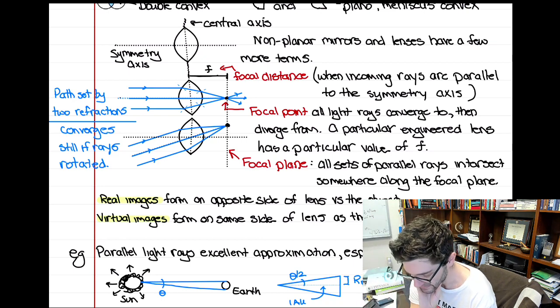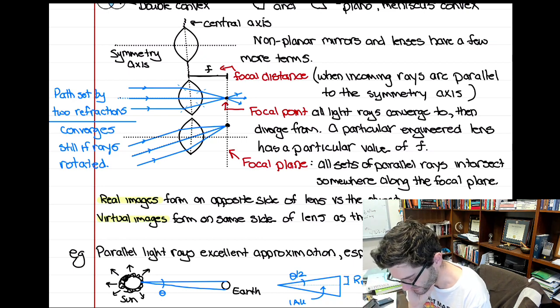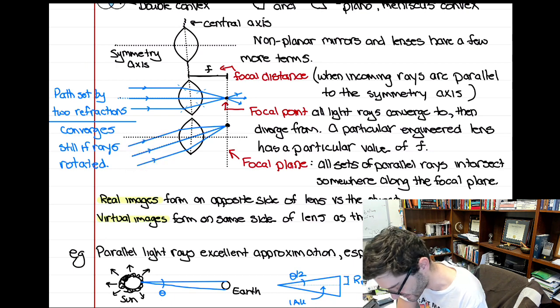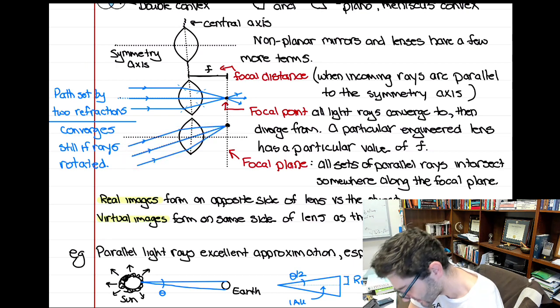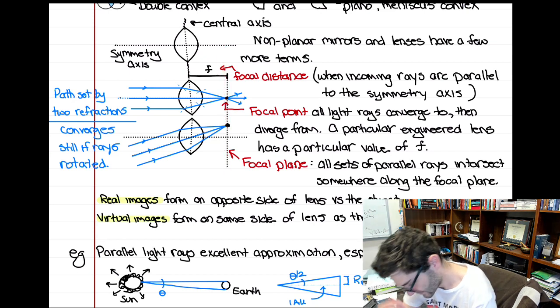And actually it turns out by the construction of the shape that you're going to have parallel rays coming in at any direction. It doesn't have to be along the axis. So notice in this case, they're all coming in at an angle, but nonetheless, they still all end up converging to some location on what we call the focal plane.